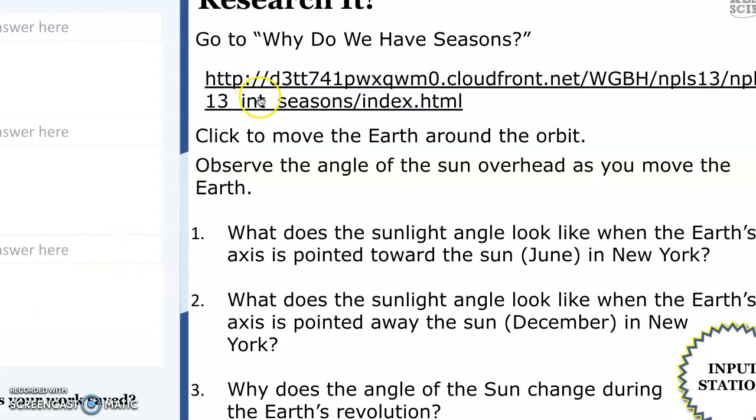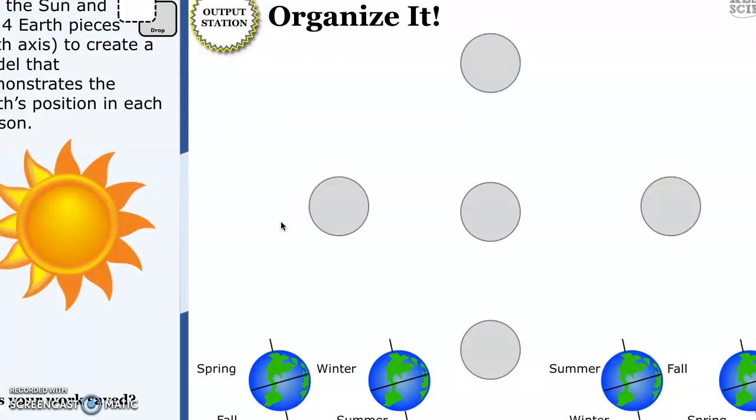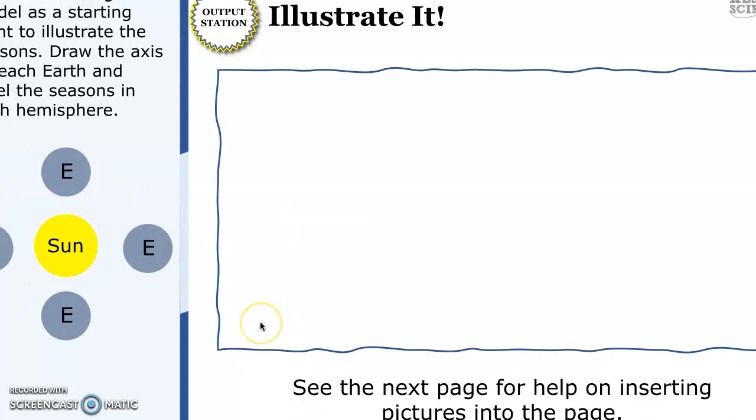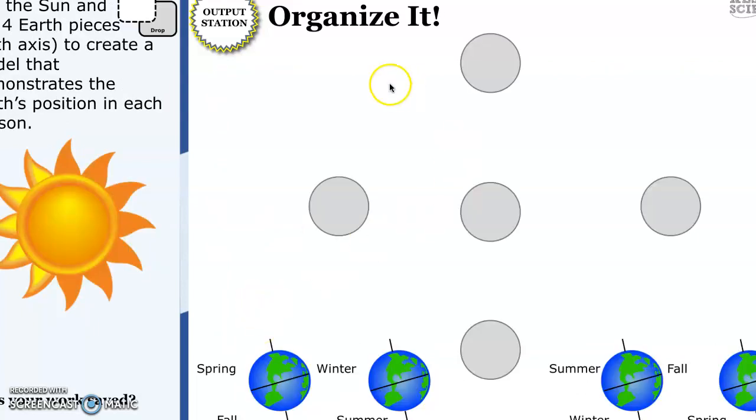Research It, you're going to click on this interactive, follow the directions, and then answer the questions. Organize It, you drag these earths, you have to be in edit mode, but you drag the earths to their positions, and you can drag the sun to the position as well.